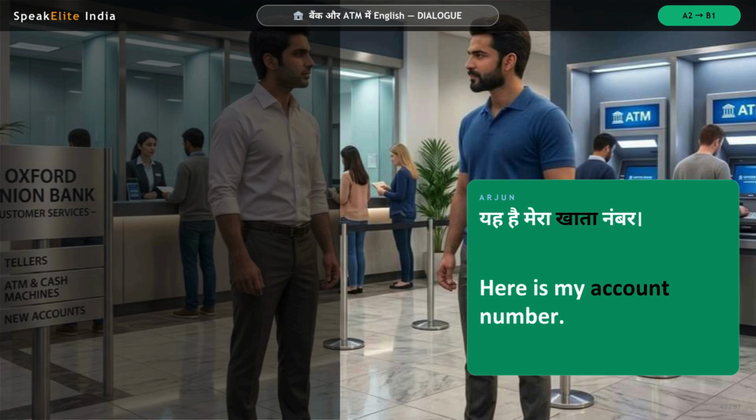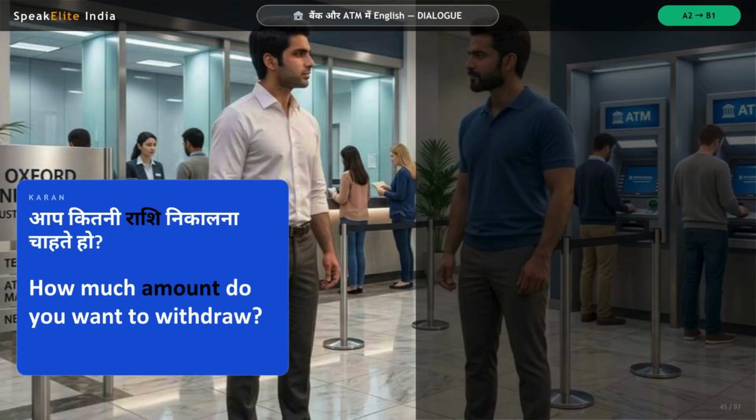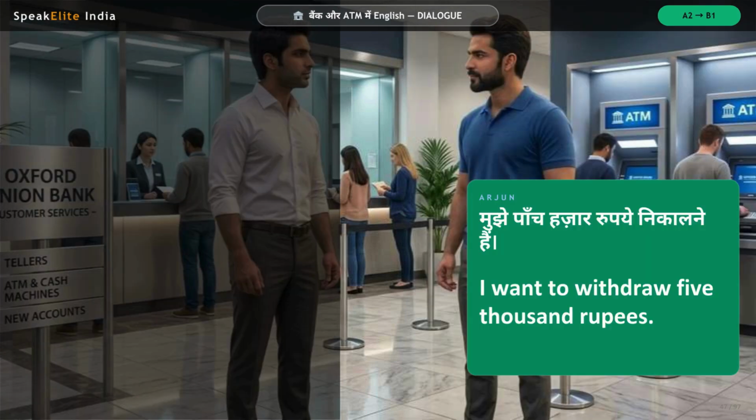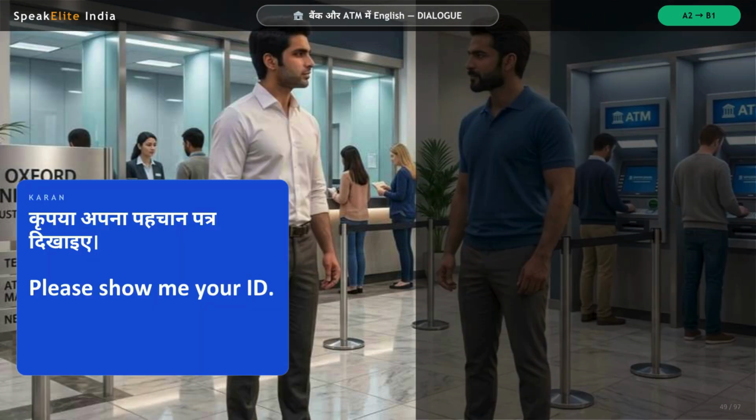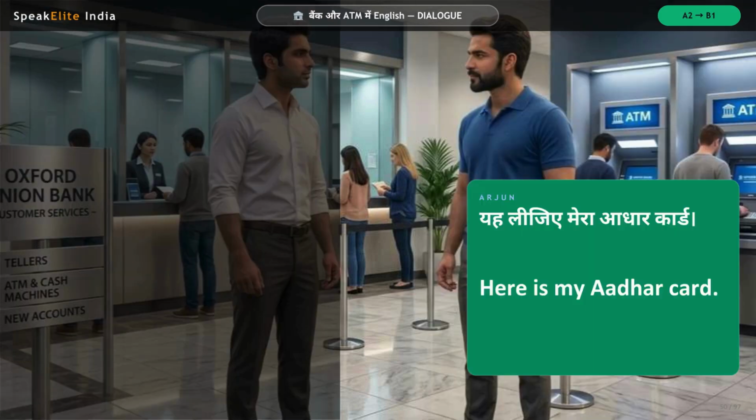Here is my account number. How much amount do you want to withdraw? I want to withdraw 5,000 rupees. Please show me your ID. Here is my Aadhaar card.